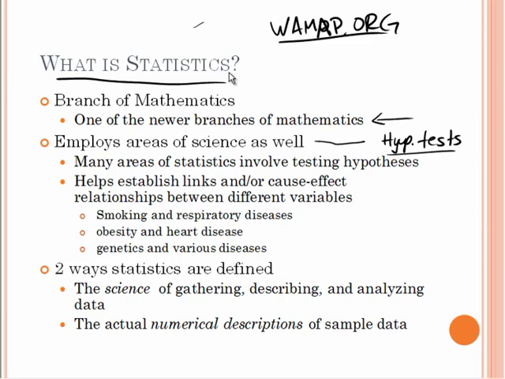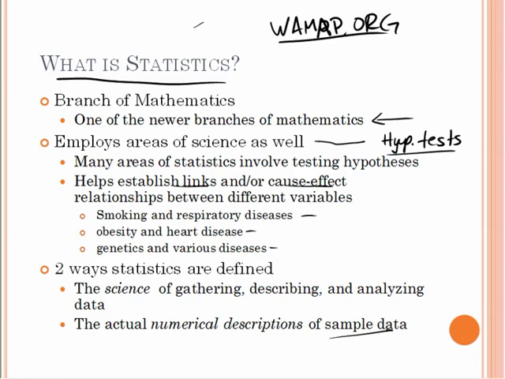Some examples of variables. We want to talk about links, cause and effect relationships between variables, for example, smoking and respiratory disease. There's been lots of evidence, as you know, in the last several years that smoking is bad for you and causes lung cancer, obesity, heart disease, genetic and various diseases. So though we're not going to focus on the science per se, we're going to focus on how those data were collected and what they did with that data numerically and mathematically. So that's sort of the idea behind statistics.